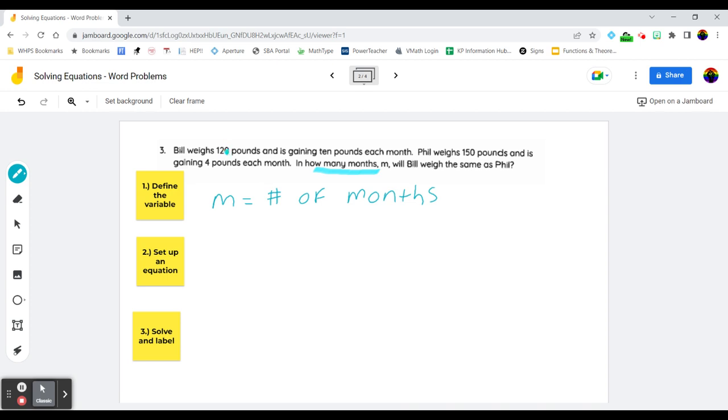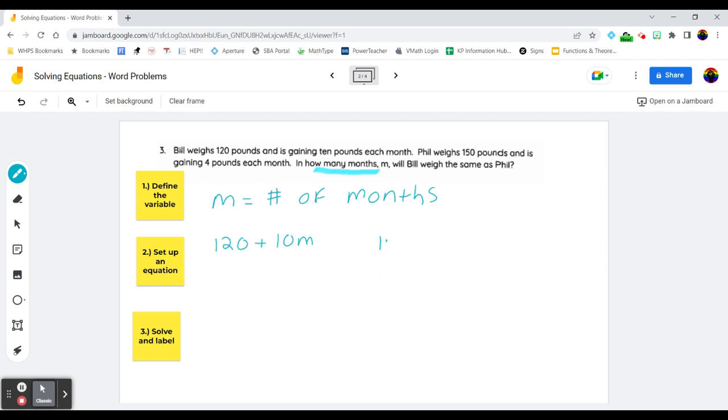Right now, Bill weighs 120 pounds and is gaining 10 pounds each month. So Bill is 120 and he's gaining 10 pounds each month. The variable m goes with the 10 because m is representing months and 10 has to do with each month. The 120 doesn't get m because it has nothing to do with the months.